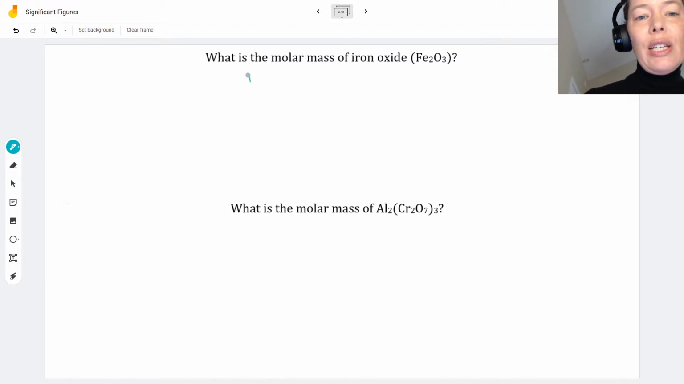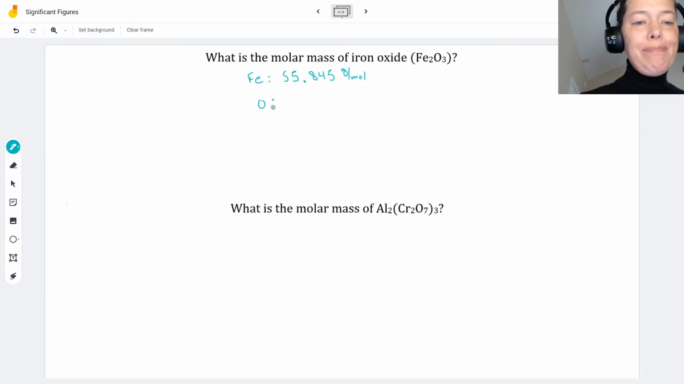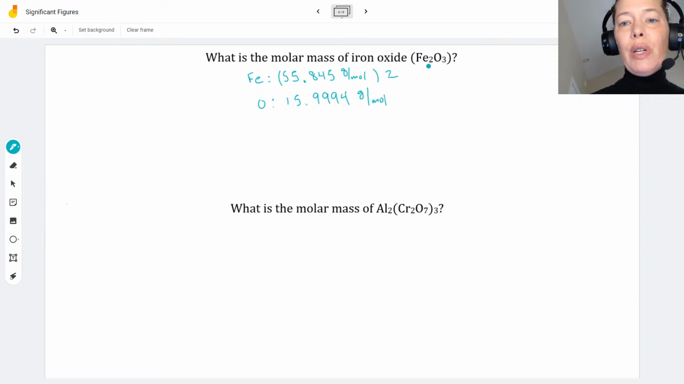Okay, so let's just get these molar masses down. So again, if I'm using my periodic table, it gives me the molar mass of iron as 55.845 grams per mole. These decimals are just not showing up. And then oxygen is 15.9994, again, grams per mole. Now I'm going to multiply iron by 2 because I have 2 irons, and oxygen by 3.